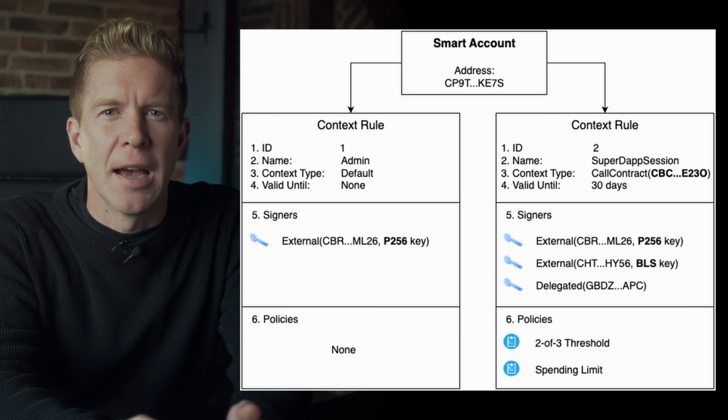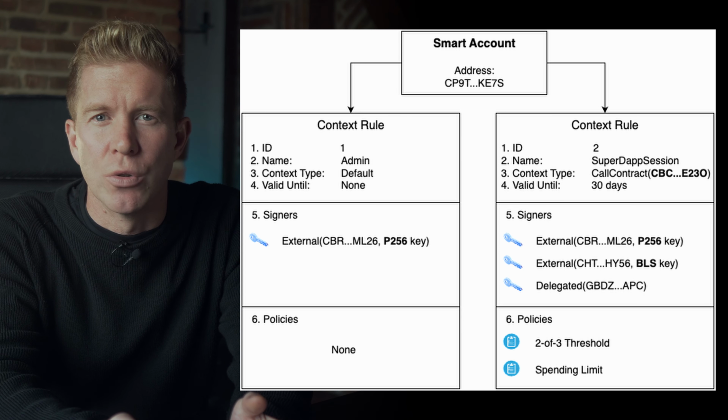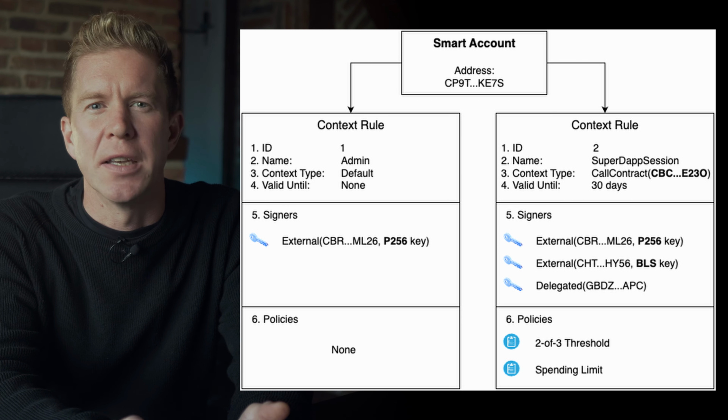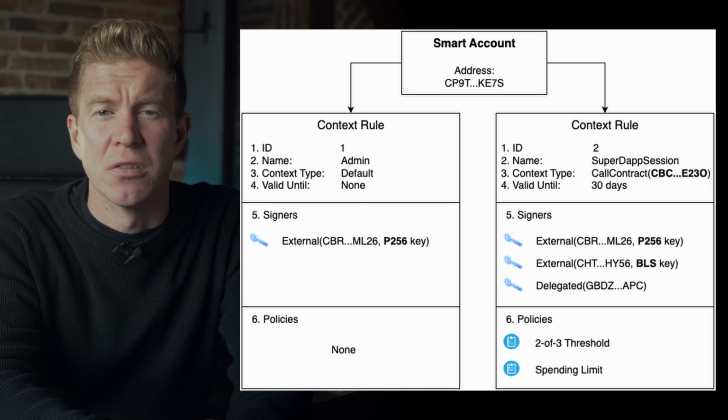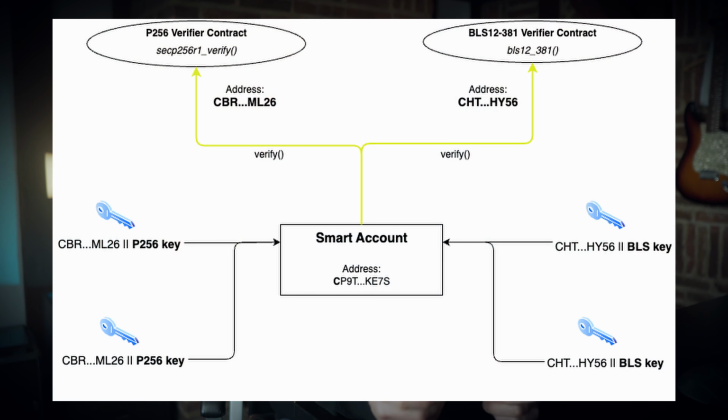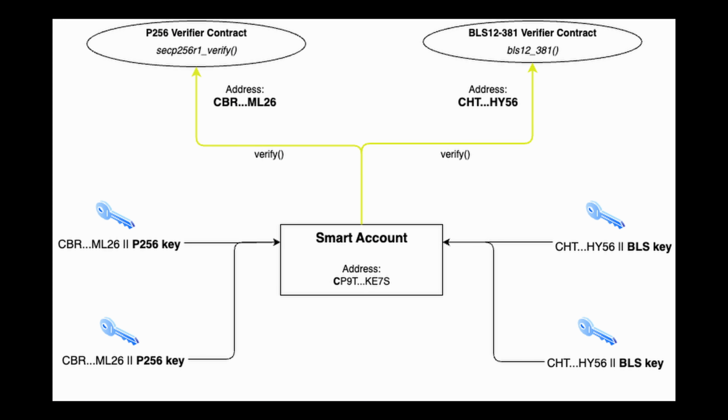A single smart account can have up to 15 different context rules, each tailored for different use cases such as admin actions, DeFi interactions, session logins, or treasury operations. Signers define who can authorize actions. The framework supports 2 categories of signers. Delegated signers refers to the standard Soroban addresses that can authenticate through require auth calls. External signers refers to the keys that rely on verifier contracts for signature validation.